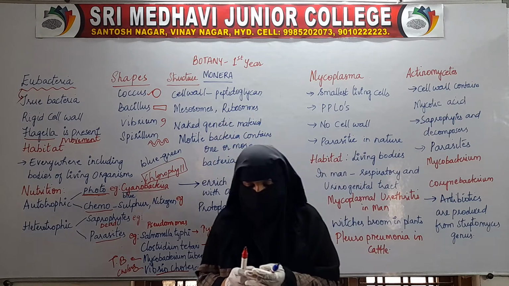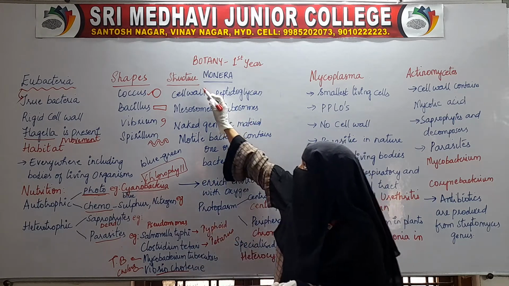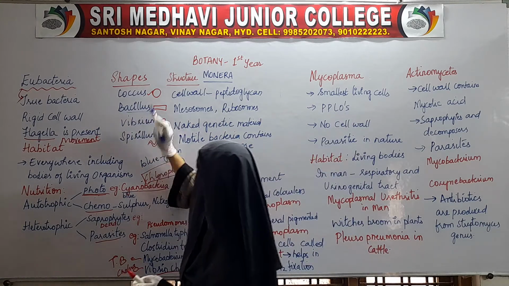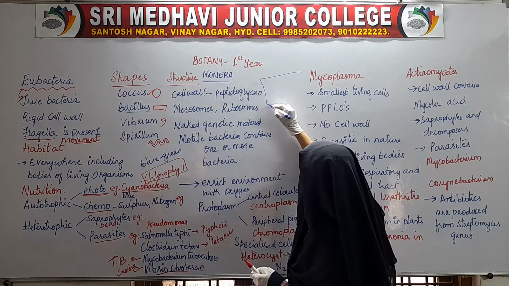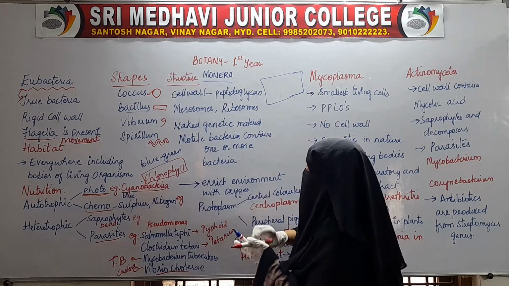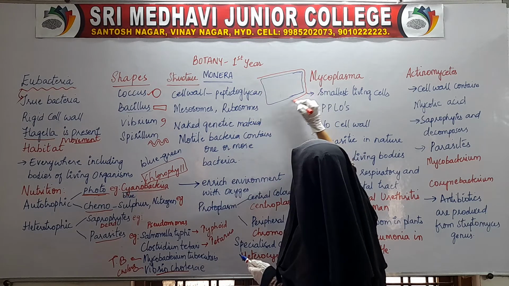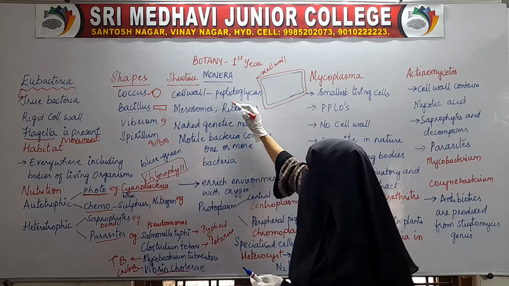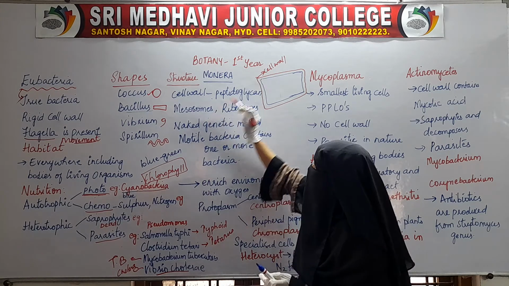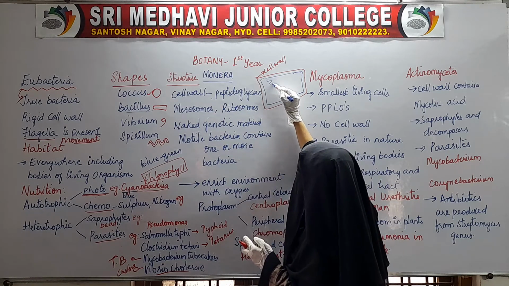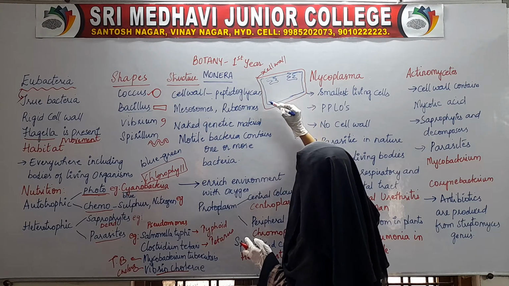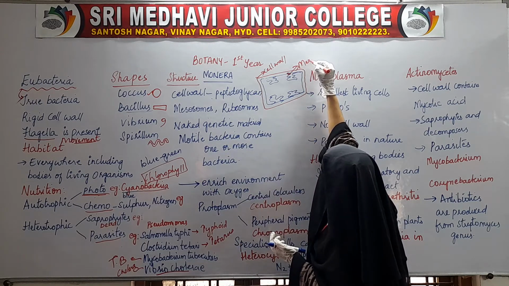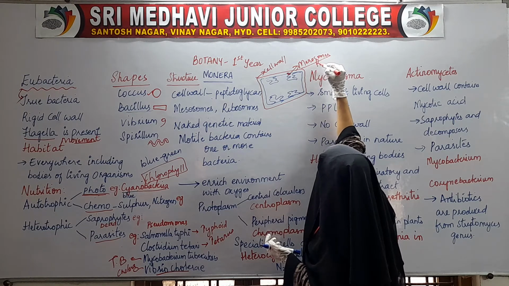And coming to the structure of this Eubacteria, we'll take the common example of the rod shape. If we draw this, this is the plasma membrane, and they have the cell wall, which is made up of peptidoglycan. Then they have mesosomes, that is, the infoldings of the plasma membrane. These infoldings are called mesosomes, which help in respiration.